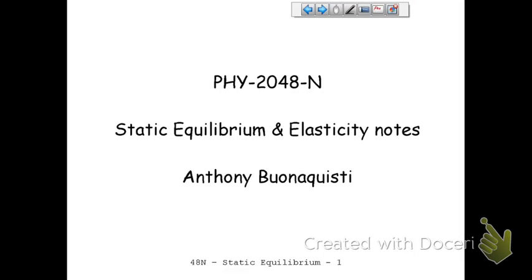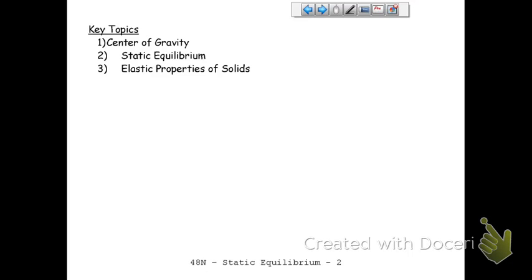So welcome. This is static equilibrium and elasticity notes, and there are going to be about three different bits we're going to do today. There's going to be one bit on center of gravity. Another bit is on static equilibrium, where we use torques to solve things. And the final little bit is going to be on elastic properties of solids, which is really material science, and there's an interesting area there for study.